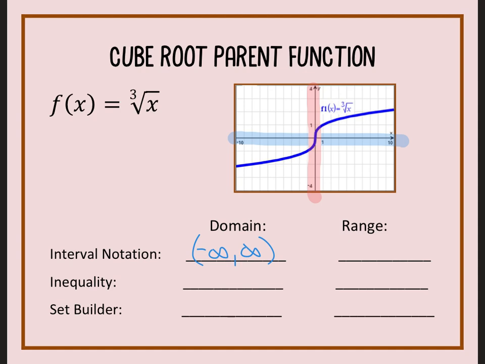Inequality, we can write negative infinity is less than x is less than infinity. Now it's less than, not equal to, because again, the parentheses and the less than symbolize that it's never actually going to touch infinity. And in set builder, we're going to write x such that, and there's a couple different things you can write here. We can write that x equals all real numbers.